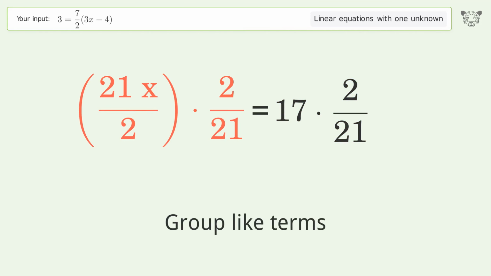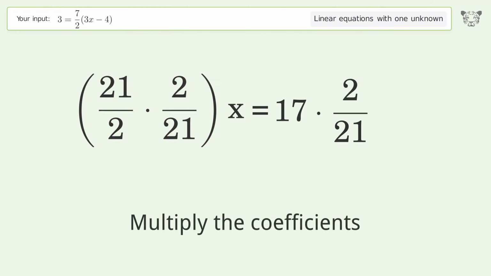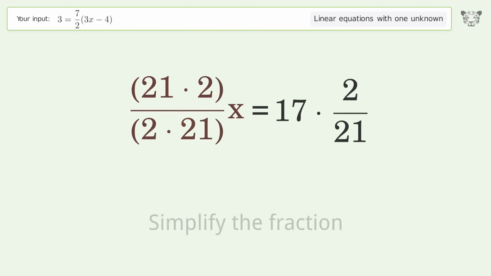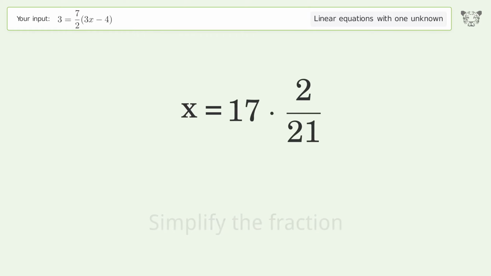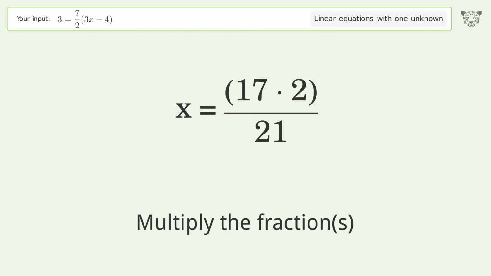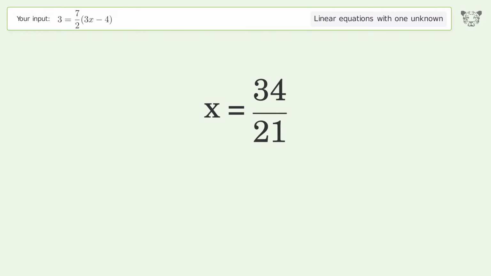Group like terms. Multiply the coefficients. Simplify the fraction. Multiply the fractions. Simplify the arithmetic. And so the final result is x equals 34 over 21.